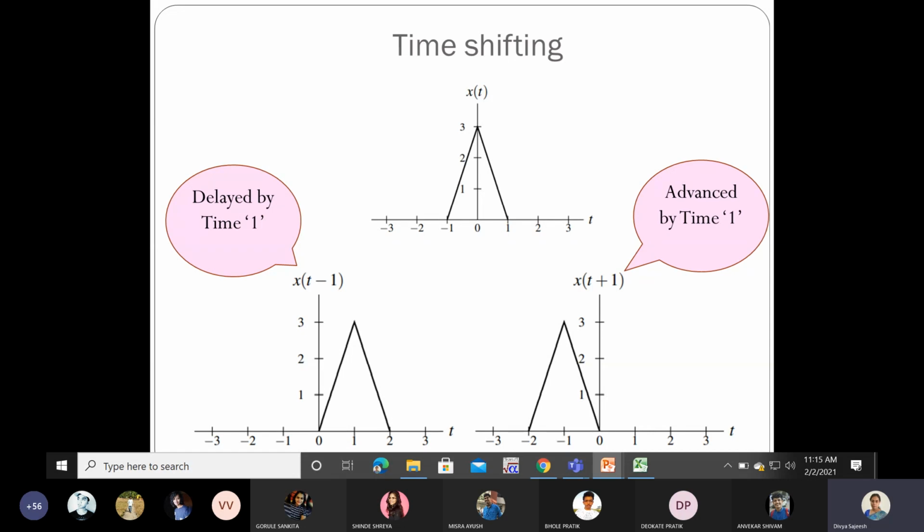Don't add to the t and shift the signal. You just see what is happening, whether the signal is delayed or whether it is advanced. So you have to see the interval, and accordingly the entire signal has to be delayed or advanced in time. The remaining operations we will take in the next class.